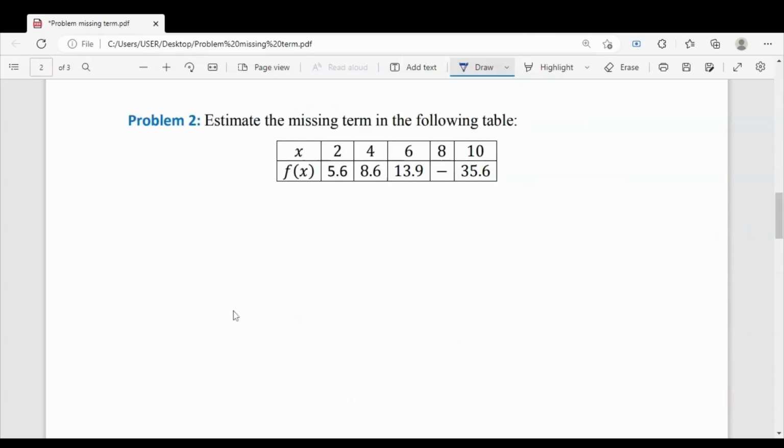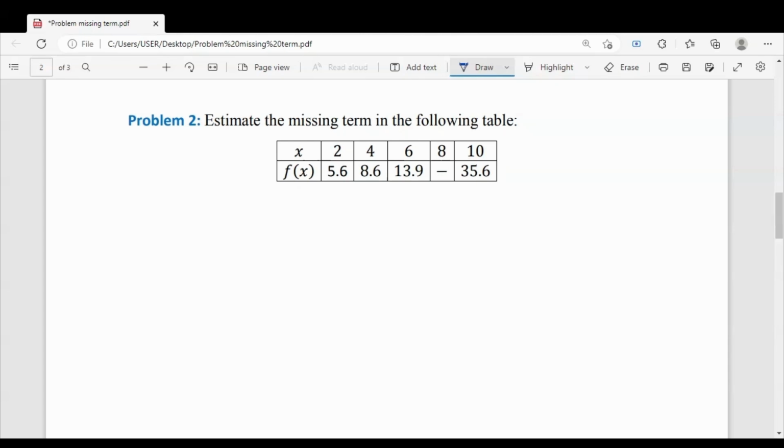Problem. Estimate the missing term from the following table. X and corresponding f of x values are given in this table. X equals 2, 4, 6, 8 and 10, and corresponding values of f of x are 5.6, 8.6, 13.9, and you have to calculate this value, and 35.6. Now to solve this problem as in the previous one, first of all you have to find corresponding to how many arguments the values of f of x are given. So in this problem also, corresponding to 4 arguments the values of f of x are given.